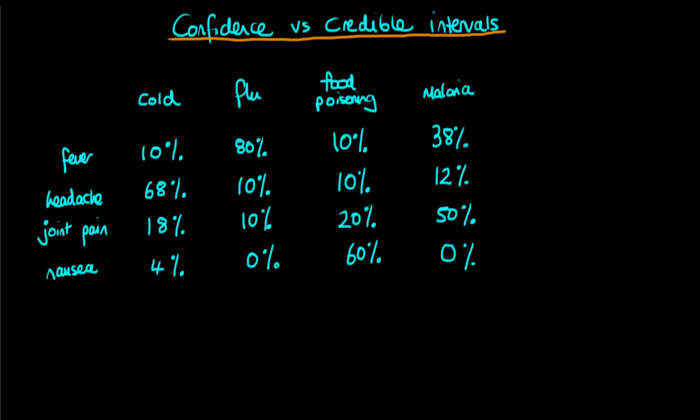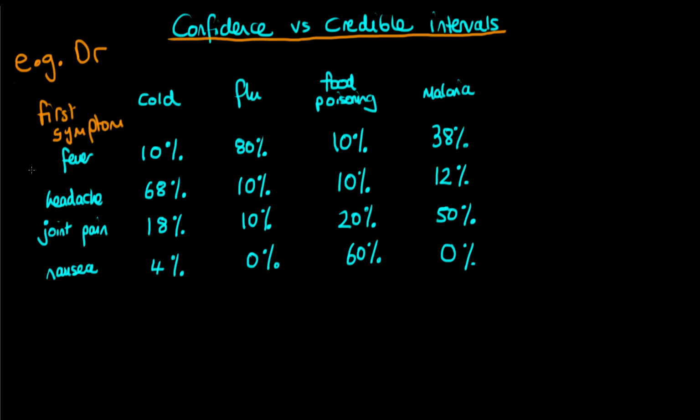In this video, I want to explain the differences between confidence intervals, which come from classical statistics, and credible intervals, which come from Bayesian statistics. And the example that I'm going to use to explain the differences between these two concepts is imagining that we are a doctor, and our patient has come to us and they have presented with a particular symptom.